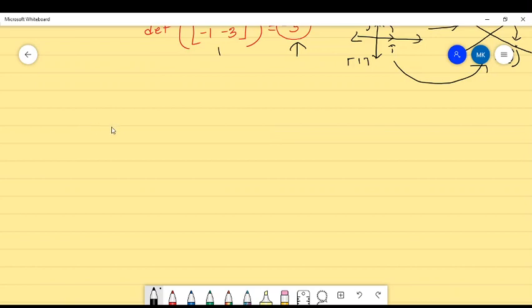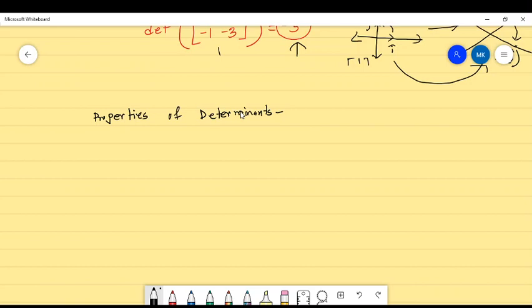The properties of determinants. The first three properties are the major ones. We have a total of 10 properties, but the last seven can be derived from the first three properties.